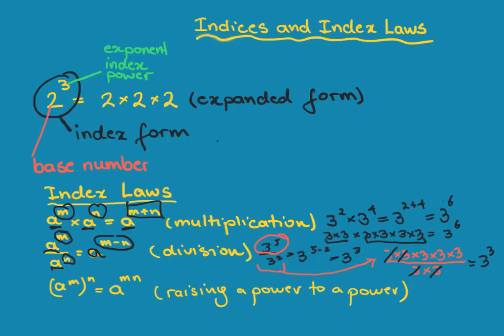The next one that we have is the law for raising a power to a power. So we have a to the power of m and then again to the power of n. The simplified version is a to the power of m times n. If you don't have a sign here, it means m times n. So let's have a look at an example.